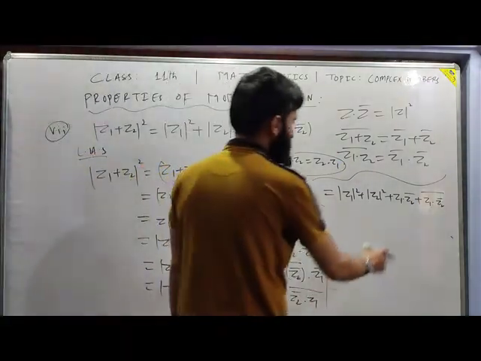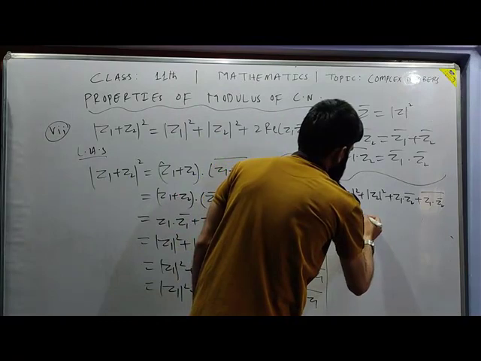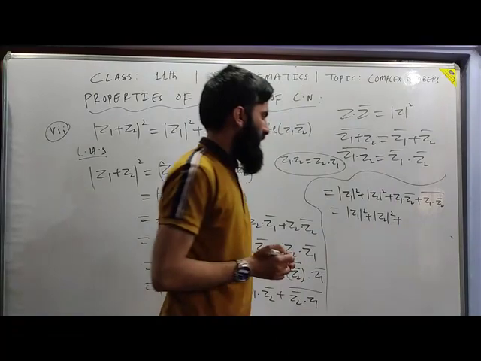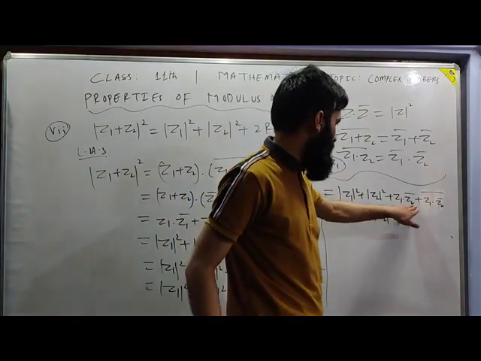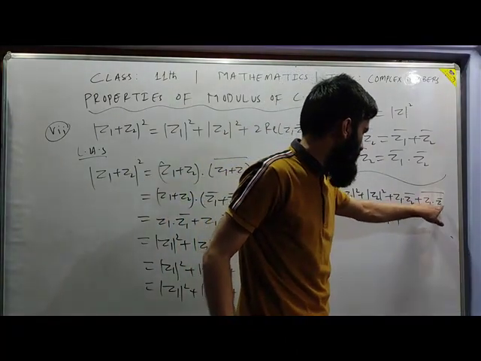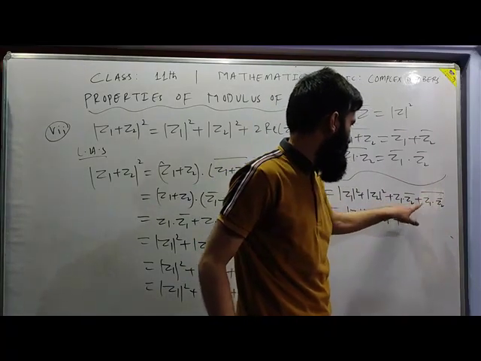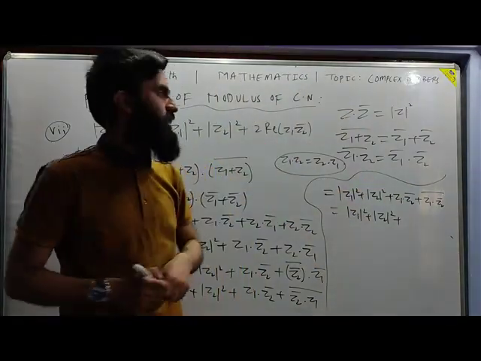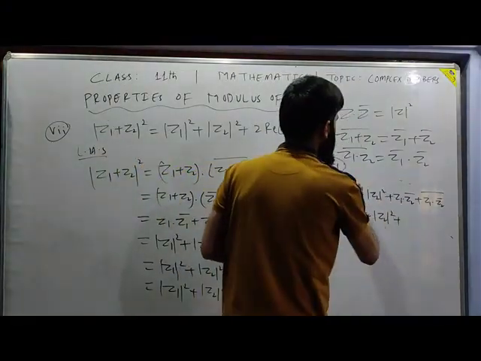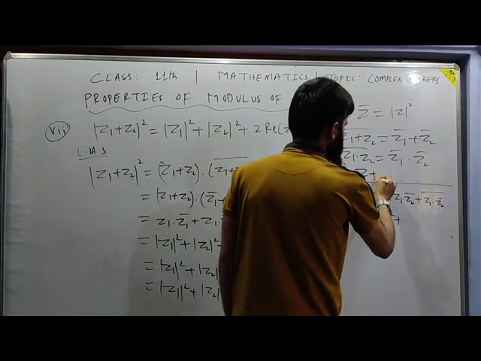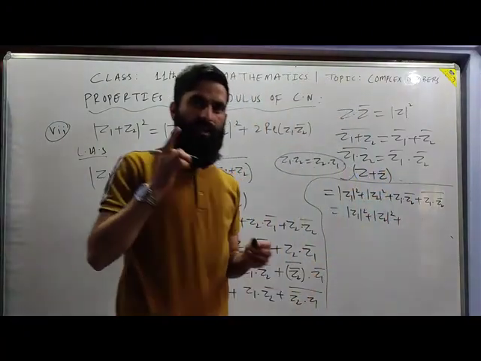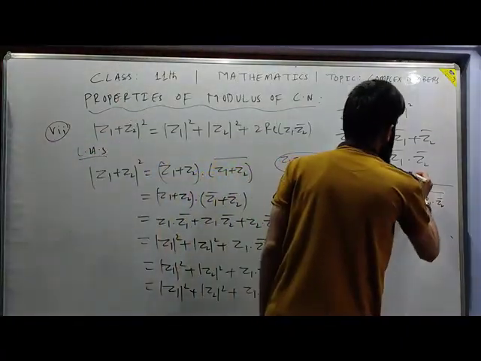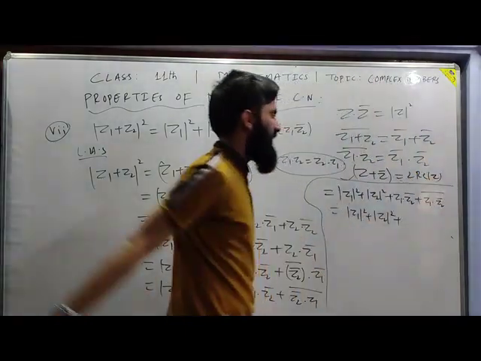So what is this now? Modulus of Z1 square plus modulus of Z2 square, and this is Z1 dot Z2 conjugate plus Z1 dot Z2 conjugate whole conjugate. This is the same complex number, but plus its conjugate. And from the property of the conjugates, you know that if you take the addition of a complex number with its conjugate, z plus z conjugate, you will get twice the real part of z.